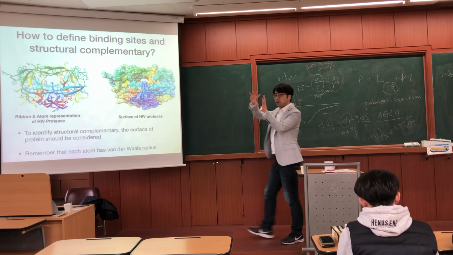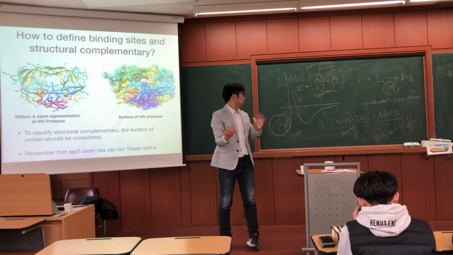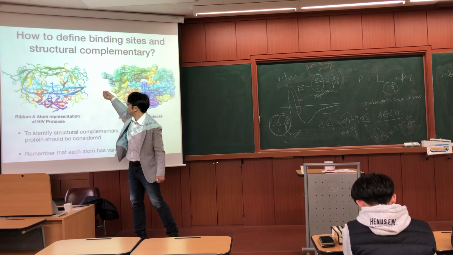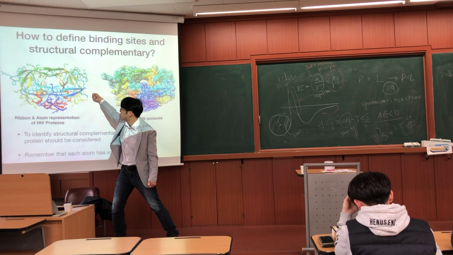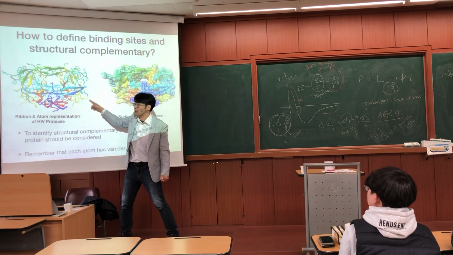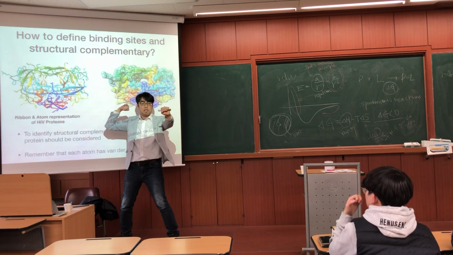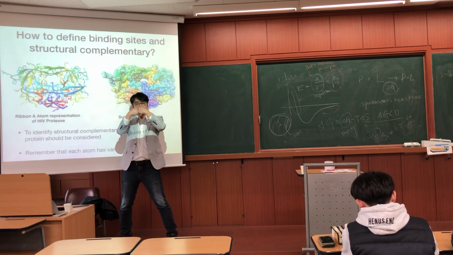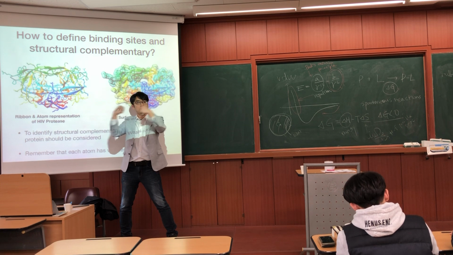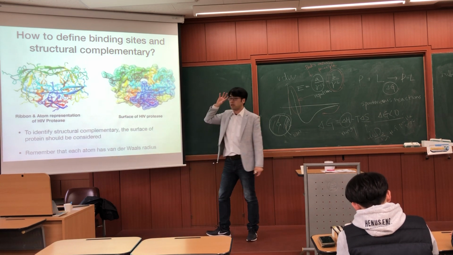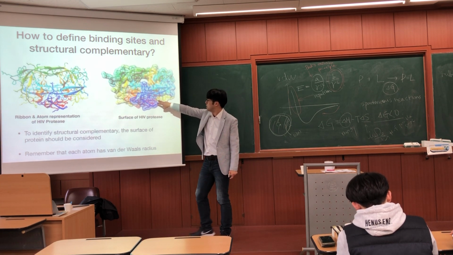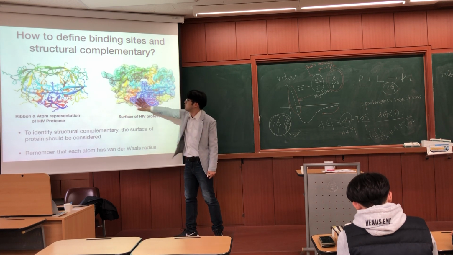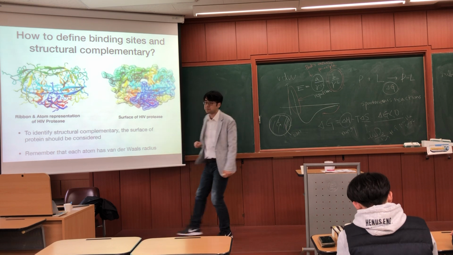Because of those radii, because of van der Waals interaction and this repulsive term, imagine that some atom is approaching here. It cannot penetrate or go through a protein. If they become too close, they will repel each other. So if you imagine all atoms are like balls, like spheres, then you can draw a surface like this.